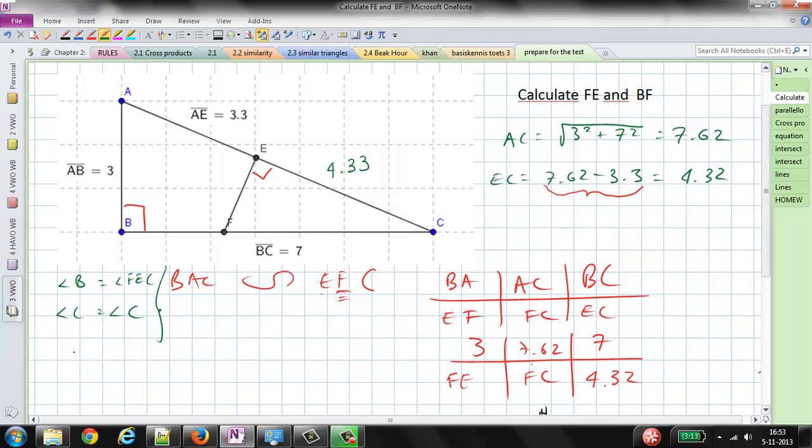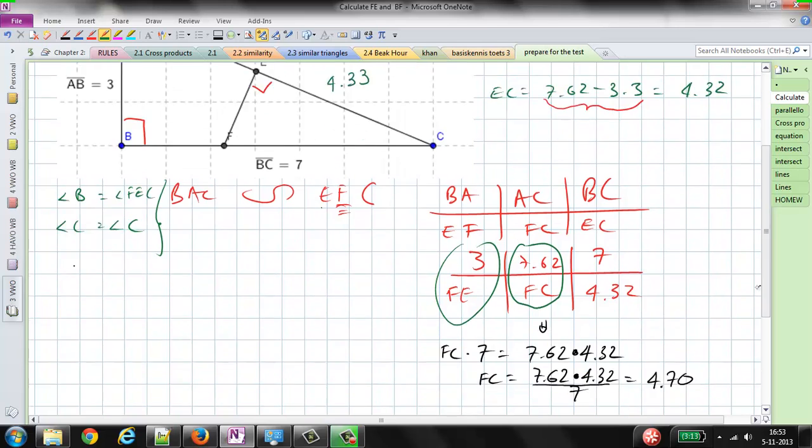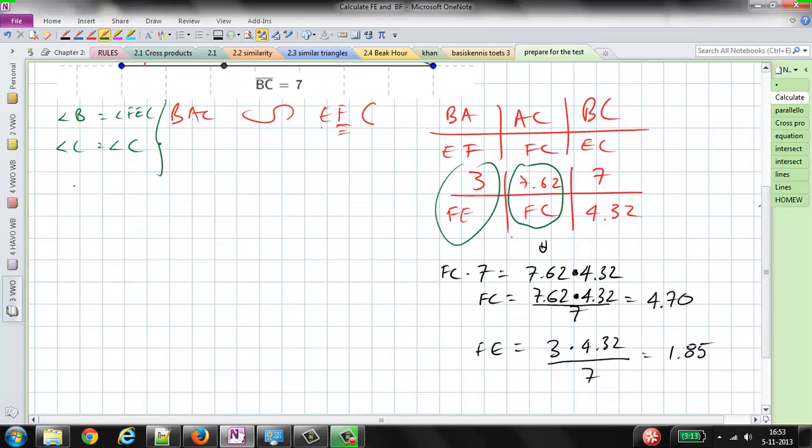FE is 4.32. And then we're able to calculate this and this using that. So what do you do for the FC? We're doing this part first. It's going to be FC times 7. That's what we see here: 7.62 times 4.32. FC is calculated this way, and FE is calculated basically in the same way. Press pause at any time to reflect on this a bit longer, or rewind to look at it again.